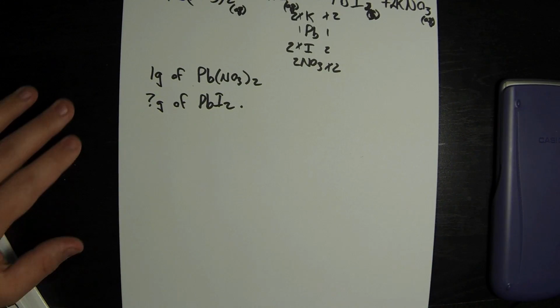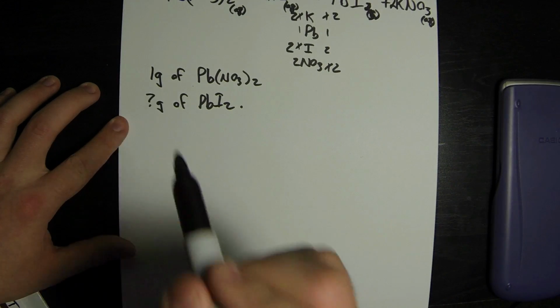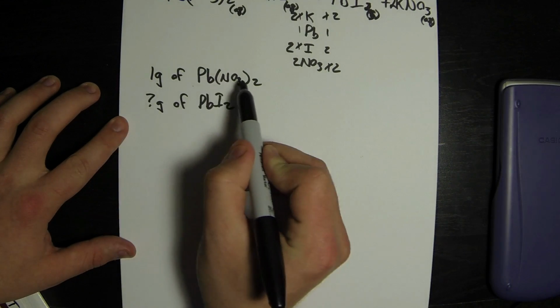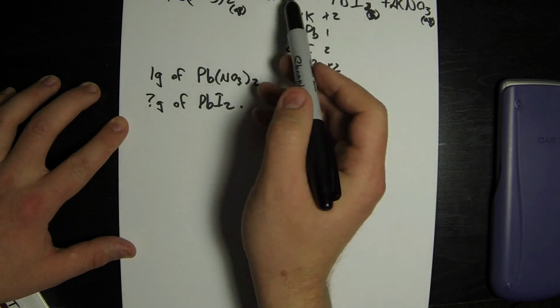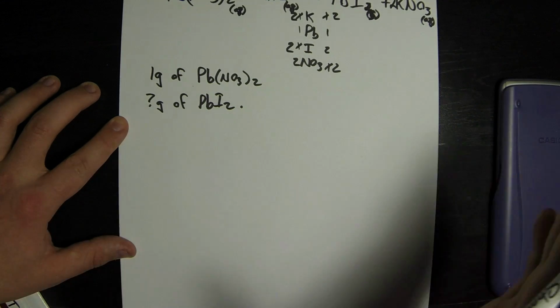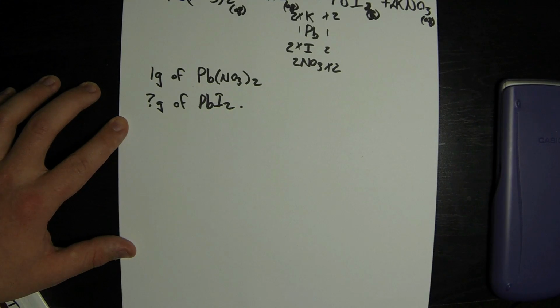This is how I always start my stoichiometry. You start with what you're given. We are given that we have 1 gram of lead nitrate, and we're mixing it with this potassium iodide, whatever the case may be, we don't care. Oh yeah, let's do it.